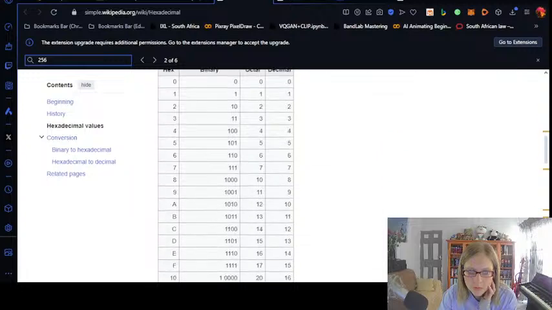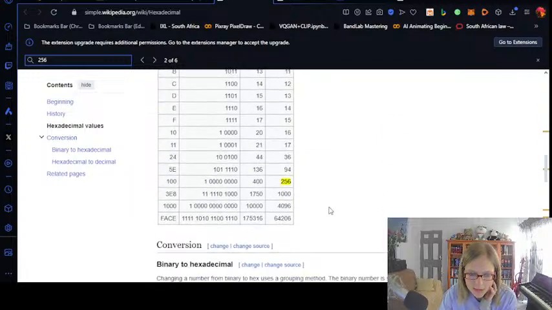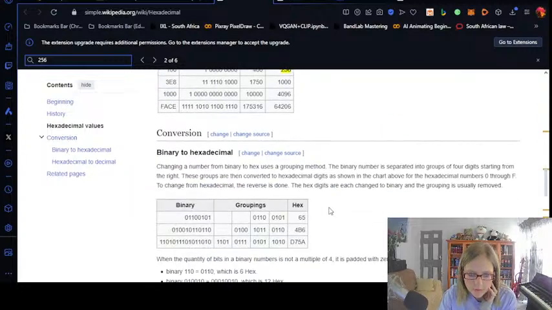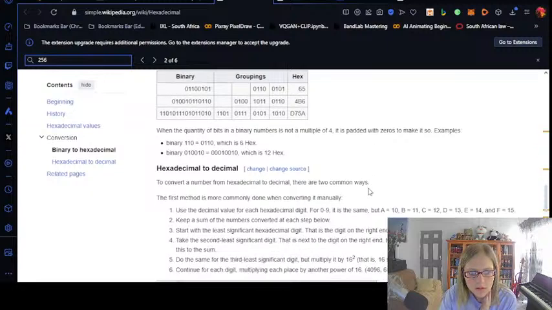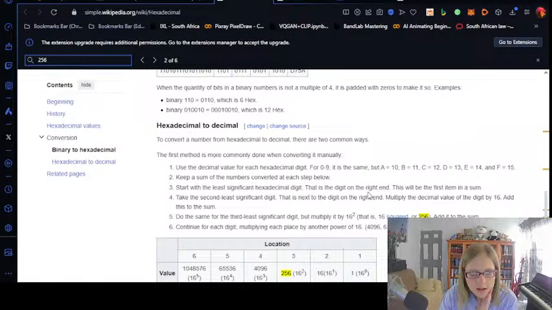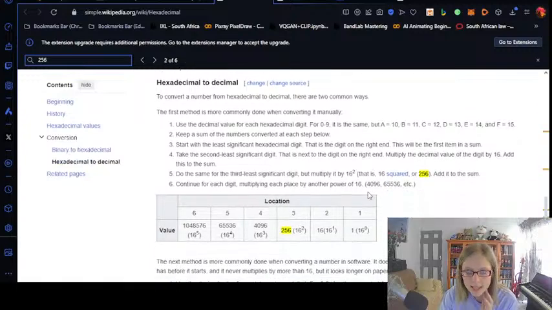So again, I don't want to repeat too much. We did this as an example. We've practiced converting binary to hexadecimal. If you want, you can do these examples. We've done hexadecimal to decimal. We did that yesterday.